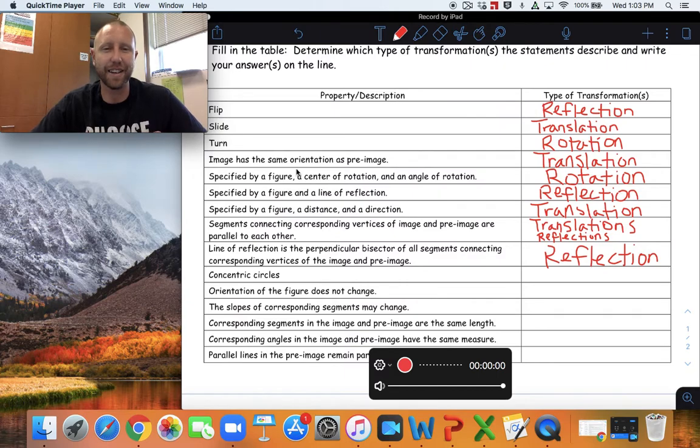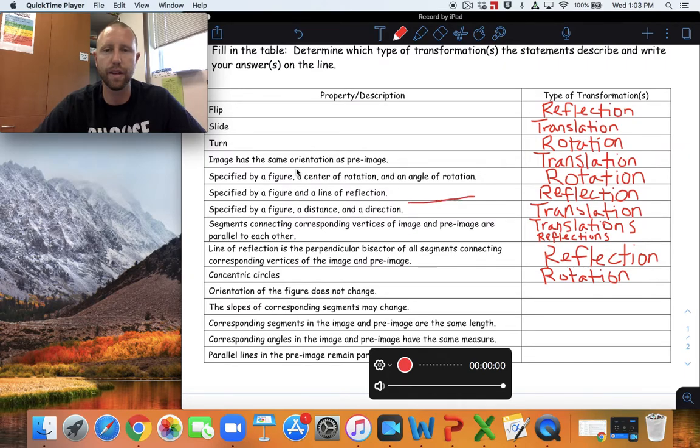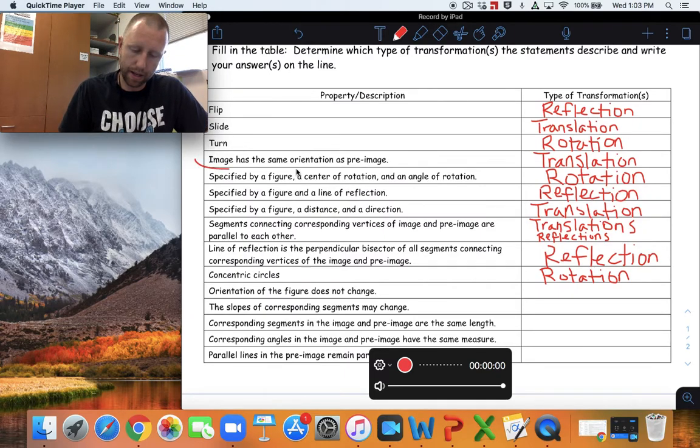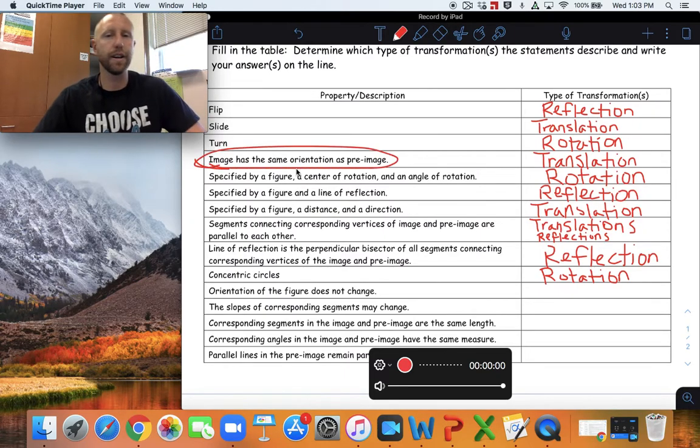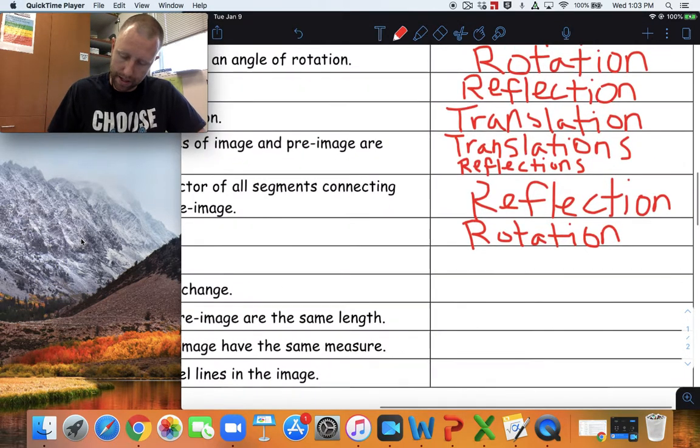All right, concentric circles, that happens when we rotate an object. So we'll put rotation there. Orientation of the figure does not change. We kind of already answered that one. That is the same thing that was asked right here, right? So we've got translation there. I'll write that. Trying to write as nice as possible for you guys.